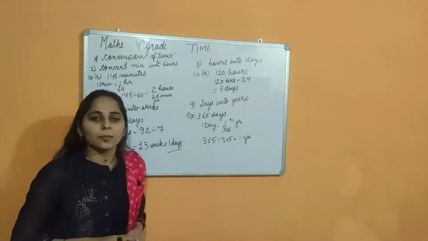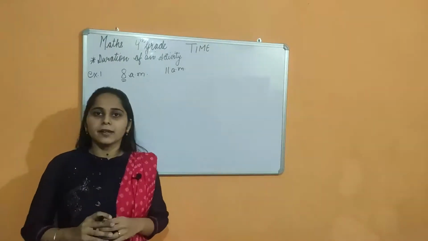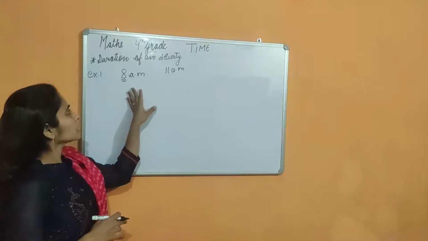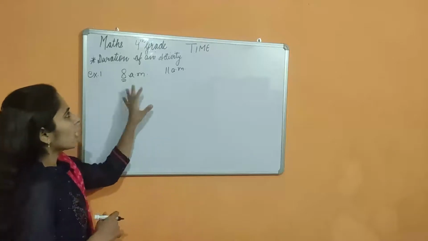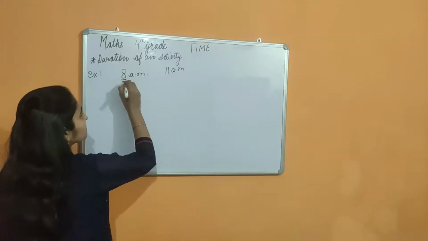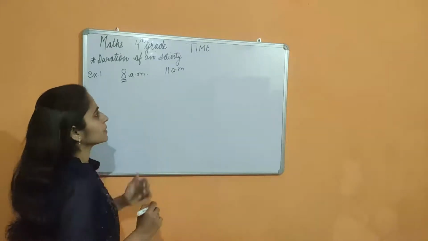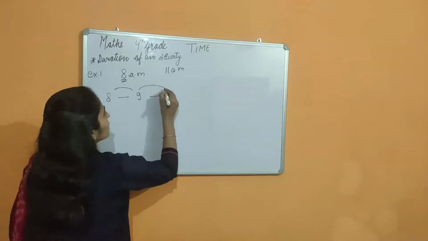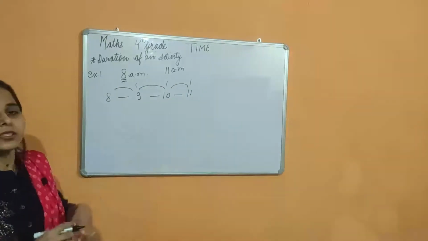Okay, now the next topic is the duration of an activity. The duration of an activity is the time taken by the activity to complete itself. Suppose, take an example that our class started in our school at 8 a.m. and ends at 11 a.m. What is the duration of this activity or this studying? On the clock, you will say 8 o'clock is the start and 11 o'clock, or 11 a.m., is the end. From 8 to 9 is 1 hour, 9 to 10 is 1 hour, then 10 to 11 is 1 hour. So 1 plus 1 plus 1.